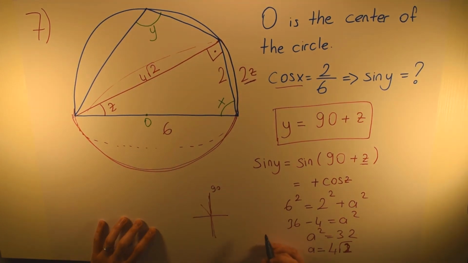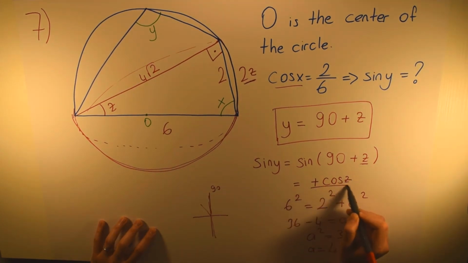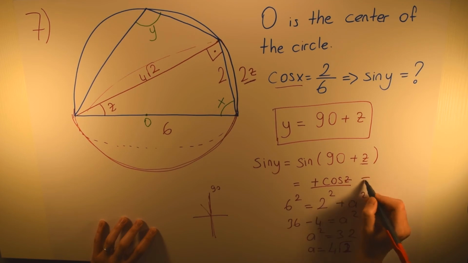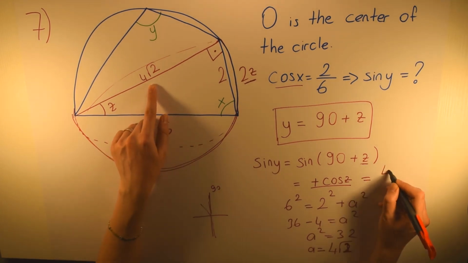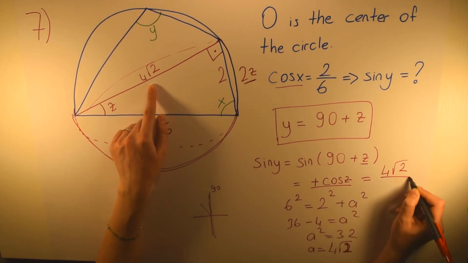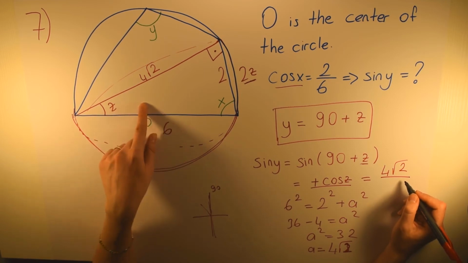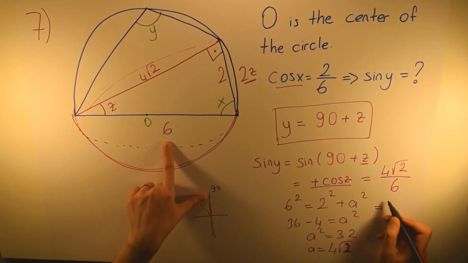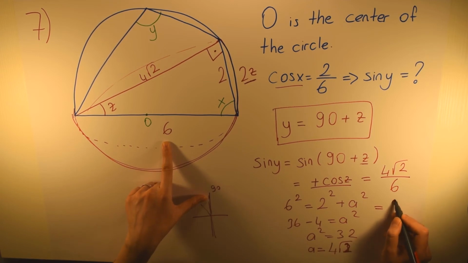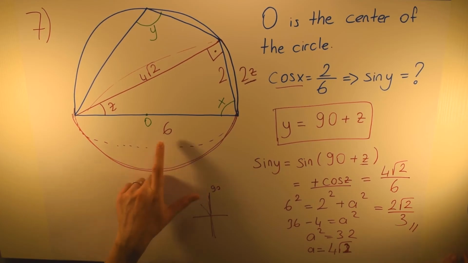Now I'm able to find the value of cosine z, right? Z is here, and cosine is equal to the adjacent side, which is 4 square root of 2, over the hypotenuse. Our hypotenuse is equal to 6. So when you simplify this, it's equal to 2 square root of 2 over 3.